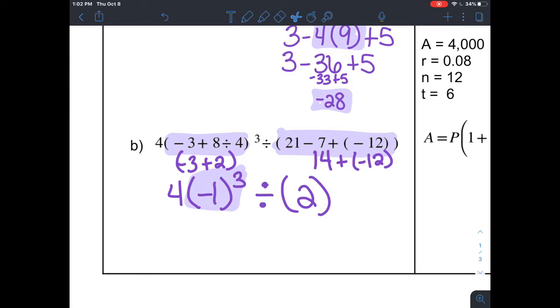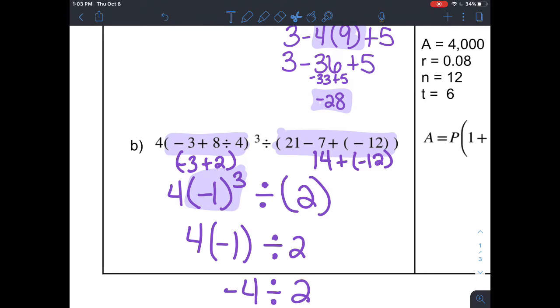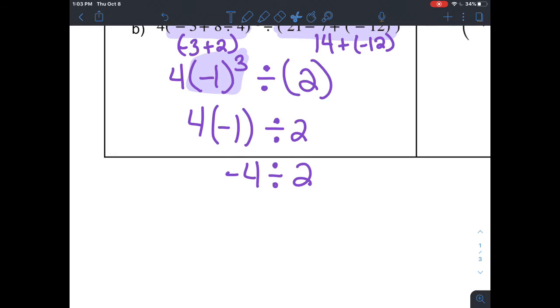So then on the left-hand side, I combine -3 plus 2 to get -1. And then on the right-hand side, 14 plus -12 gives me 2. I cubed the -1. Well, -1 cubed is just -1. It's -1 times -1 times -1. 4 times -1 is -4. And then -4 divided by 2 is -2.